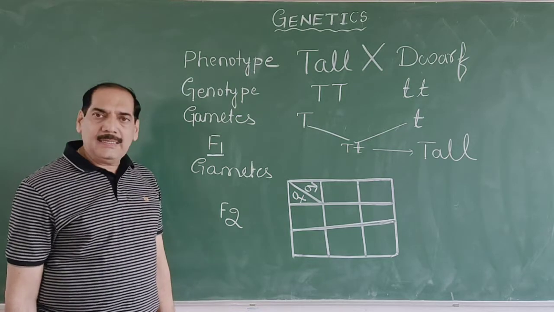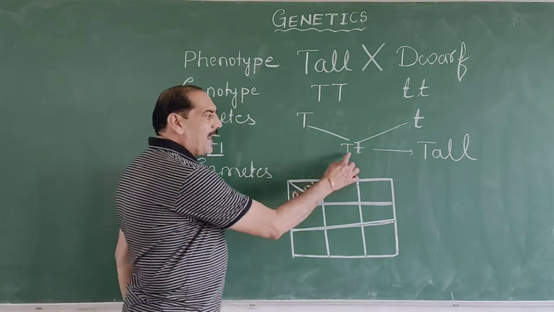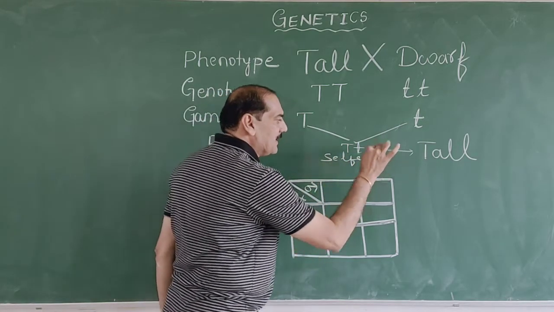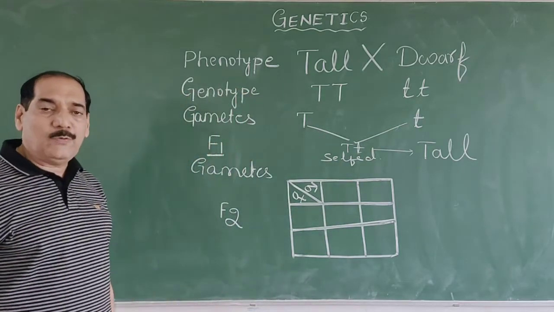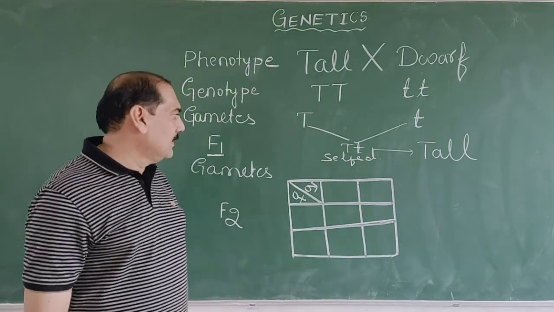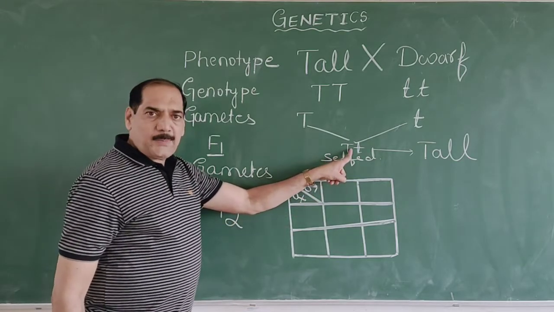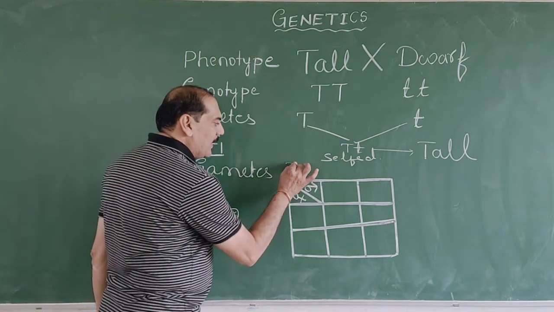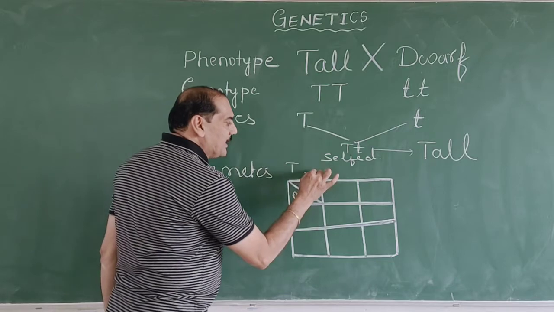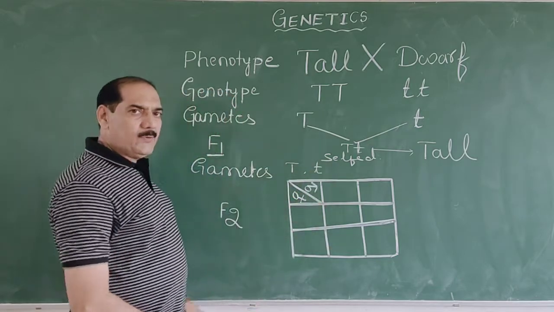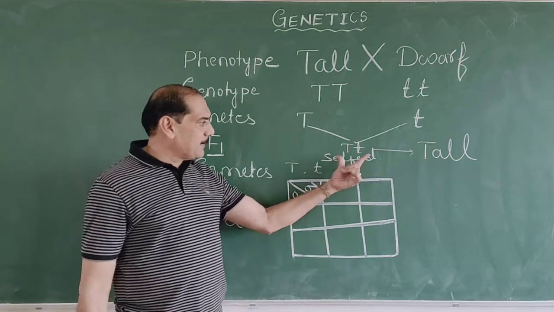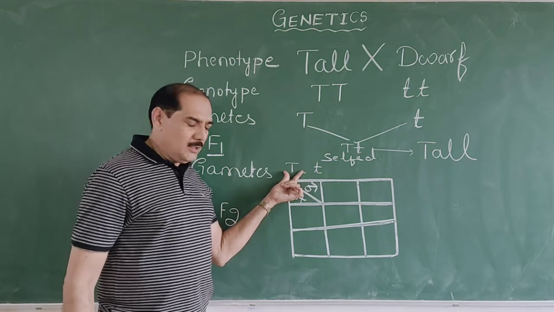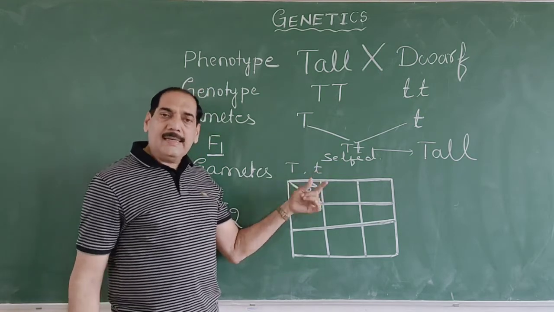Next, Mendel selfed these hybrids. He didn't cross them. He allowed for self-pollination. How many types of gametes produced from this F1 hybrid tall? Two types of gametes. One is tall type, another one is dwarf type. Means 50-50. If 100 gametes produced from this hybrid tall, 50% will be tall, 50% will be dwarf.